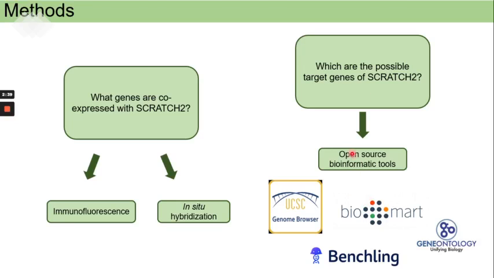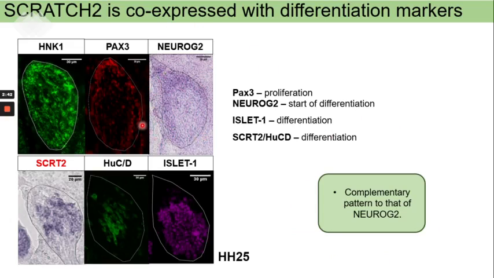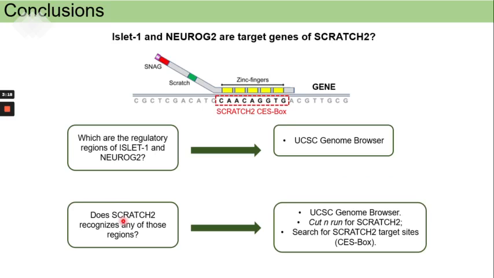With the analysis of in situ hybridization and immunofluorescence, what we saw was that Scratch2, here in this picture, has an expression pattern similar to the expression pattern of other differentiation markers such as HuC/D and Islet1. And also we can see a complementary pattern of expression between Neurogenin2 and Scratch2. So that can indicate that Scratch2 possibly acts in the differentiation phase of those sensitive neurons.